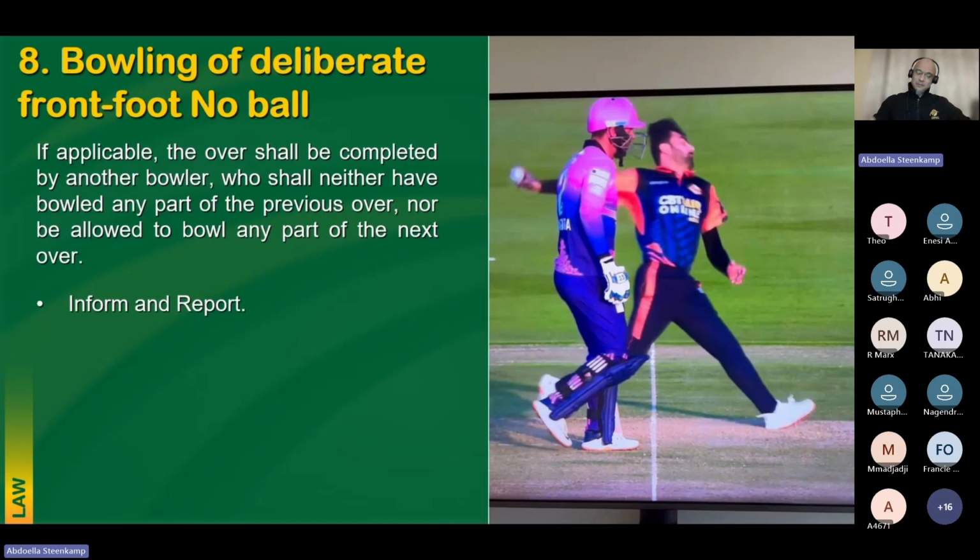So you, the bowler's end umpire, need to make that judgment call, whether in your opinion it is a deliberate front foot no ball. So why do I say context? Take context into account. Why would a bowler want to bowl a deliberate front foot no ball? Why would a bowler want to be so far over the popping crease?